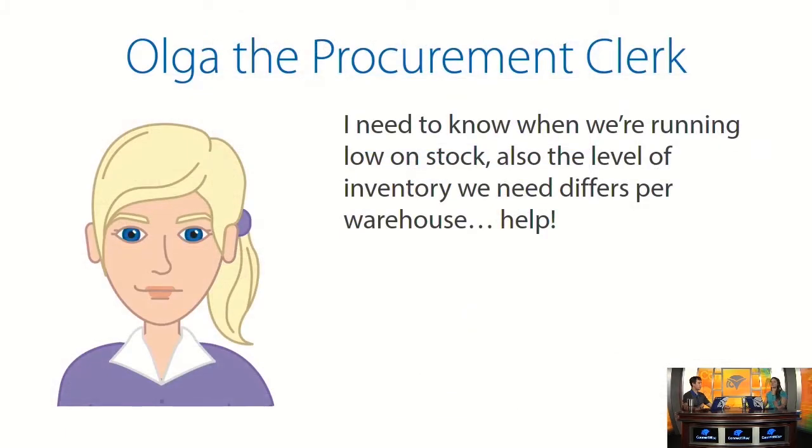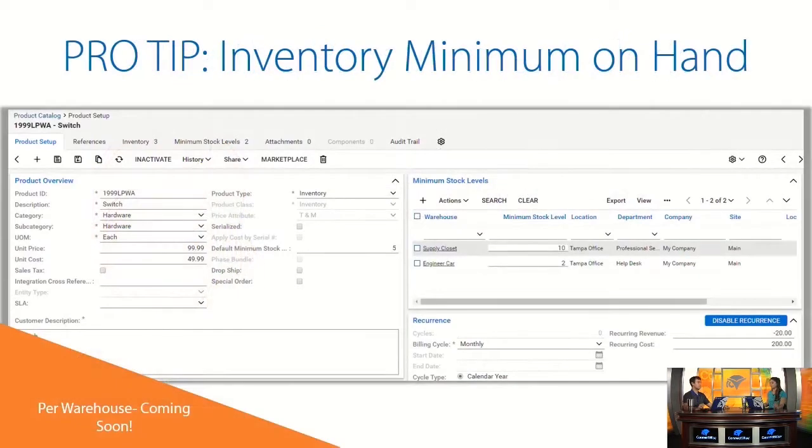So we have a couple business cases thrown at the end here because there are some concerns that Olga, our procurement clerk, has about demand. So she needs to know when they're running low on stock, so inventory class products they keep on hand. Also, the level of inventory we need differs per warehouse. Previously, we had some workarounds for it, but we have implemented with 2018.5 a clean solution for this. We've added an enhancement to this version where you can set the inventory minimum on hand per warehouse.